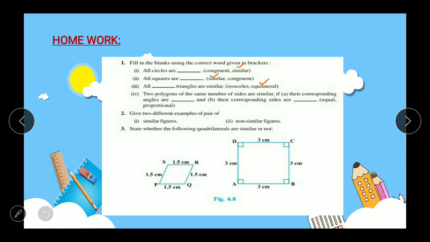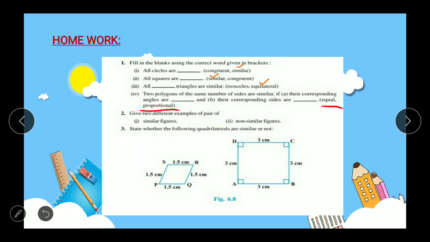Then which type of triangles are similar? Equilateral triangles are similar. In equilateral triangles, all the angles are of 60 degrees and the shape always remains the same, and we can take the length of the sides as a smaller or bigger triangle, so they are similar. Then the fourth one: two polygons of the same number of sides are similar if their corresponding angles are equal and their corresponding sides are proportional.